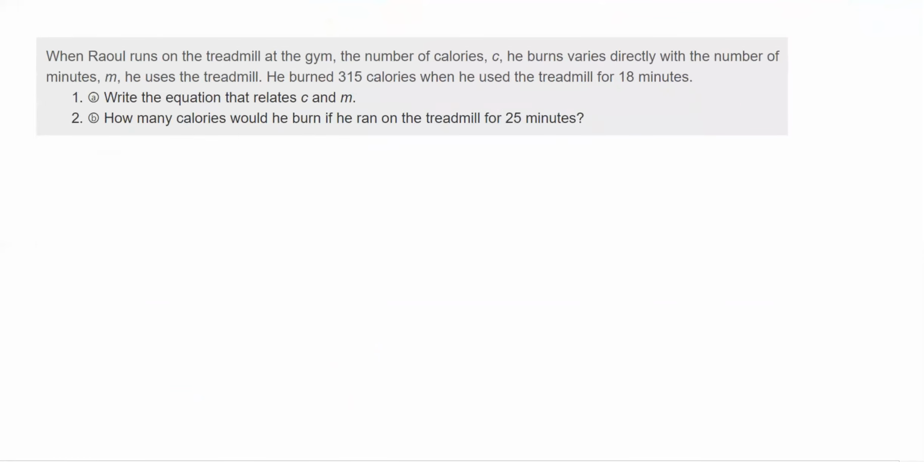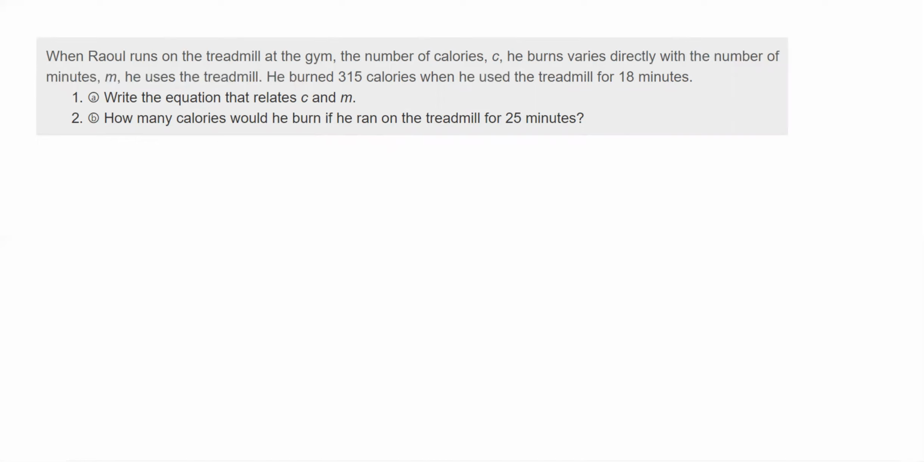Let's apply a real-world problem to this. When Raul runs on the treadmill at the gym, the number of calories, C, he burns, varies directly with the number of minutes, M, he uses the treadmill. He burned 315 calories when he used the treadmill for 18 minutes. That would be terrible, 18 minutes. 1, write the equation that relates C and M. 2, how many calories would he burn if he ran on the treadmill for 25 minutes?